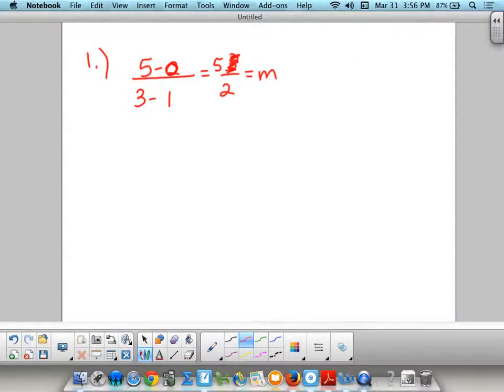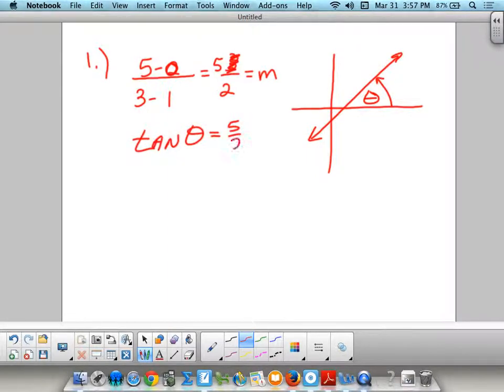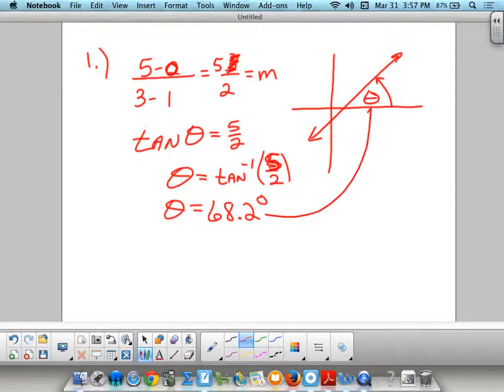Okay, now if you want the angle of inclination, I'm just going to do this once now. Angle of inclination is positive slope. It's from the x-axis to the line. You have a slope of 5 over 2. You are finding that angle right there. We said tangent of theta equals 5 over 2. Theta equals inverse tangent of 5 over 2. Okay, and you get 68.2 degrees. There it is. That is the angle of inclination. Okay?